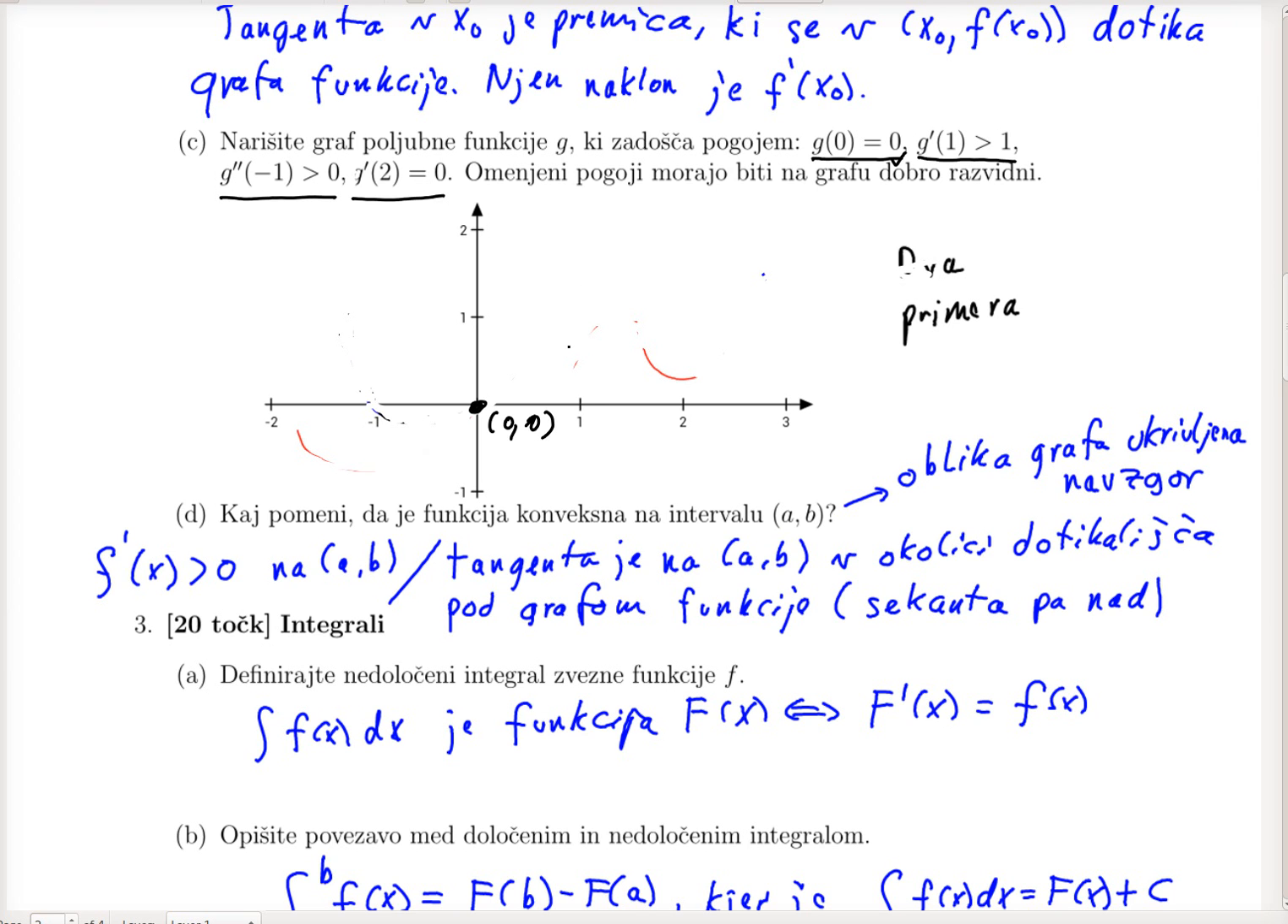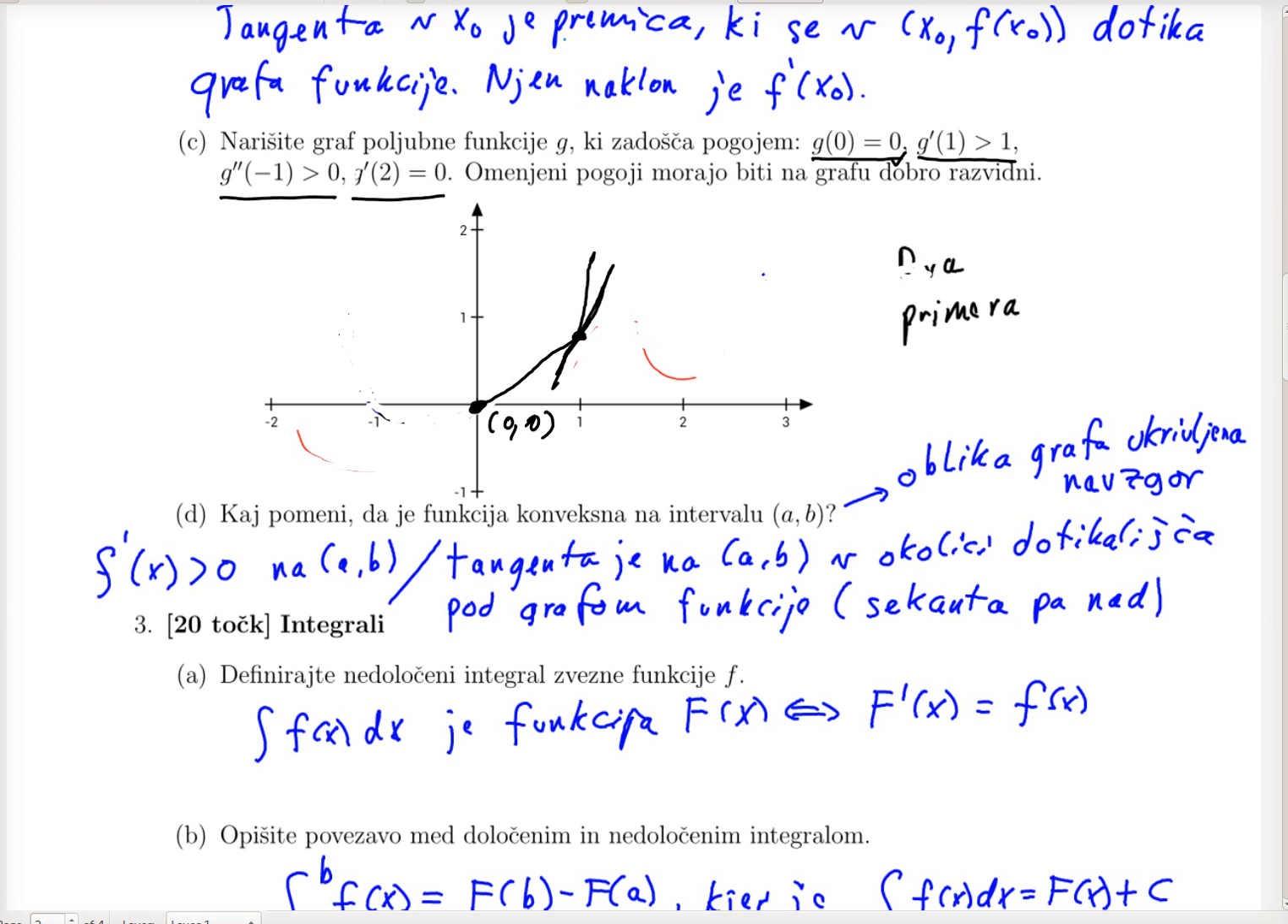Okay, so we don't have any condition on the value of g, so we can put the point wherever we want. Let's say put it here. And then g prime of 1 has to be more than 1, so the slope of this line has to be more than the line y equals x. So let's say we have a tangent like this, which is steeper. Okay, so the graph is like this.